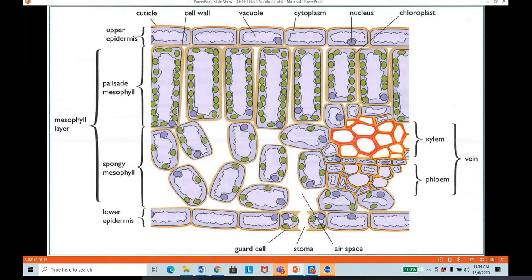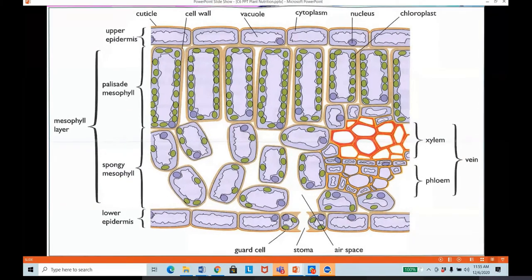Okay, not as much as it takes place in the palisade mesophyll, but these rounded cells present in the spongy mesophyll help in the process of photosynthesis to some extent. And the spaces present between these round cells allow for the easy transport of water and the easy exchange of the gases through the openings of the stomata like this. Okay, sweetie? Yes, thank you. You're most welcome. All right, so this is about the spongy mesophyll.